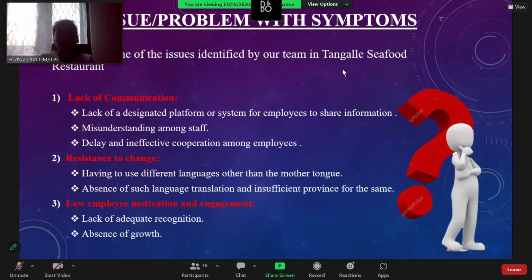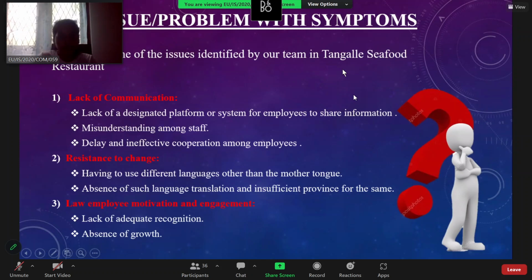The problem is related to communication breakdown within the restaurant, leading to reduced efficiency and customer dissatisfaction. Number 1, lack of communication. Communication plays a very important role in any organization. Identify any communication gaps between different levels of management or departments. Explore how this lack of effective communication affects decision making, teamwork, and overall organizational performance.